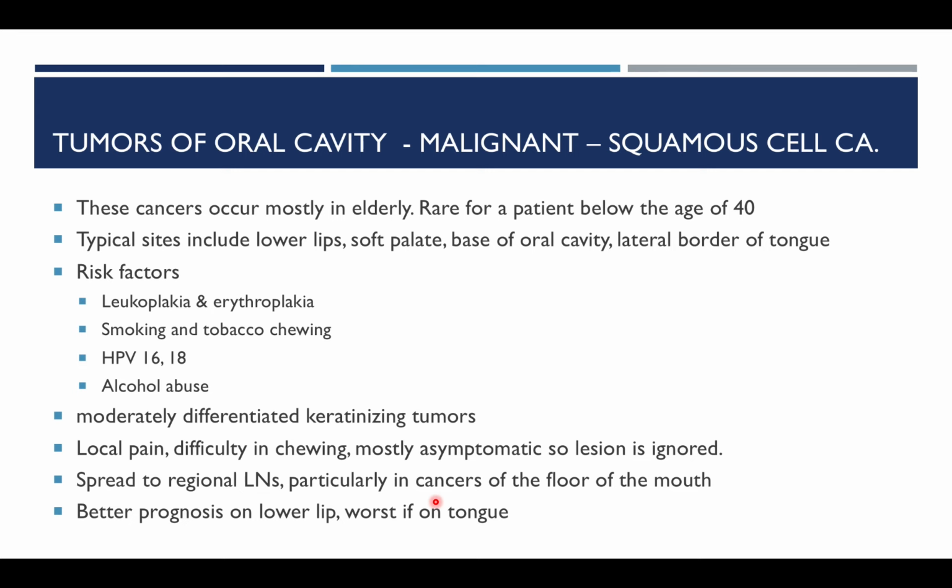So in terms of malignant tumors of the oral cavity, the most common one that is seen is squamous cell carcinoma. These cancers mostly occur in elderly, and it is quite rare to see patients below the age of 40 with squamous cell carcinoma of the oral cavity. Some typical sites are the lower lips, soft palate, base of the mouth, and lateral part of the tongue.